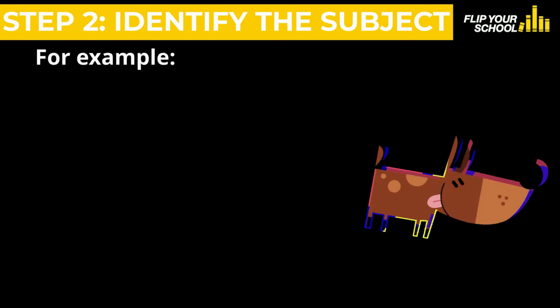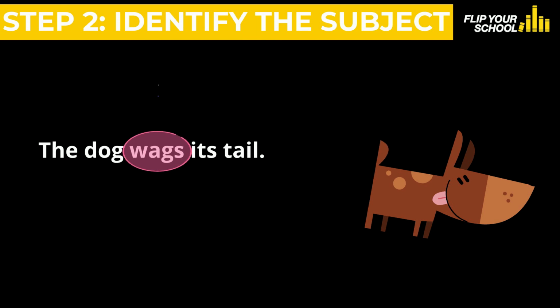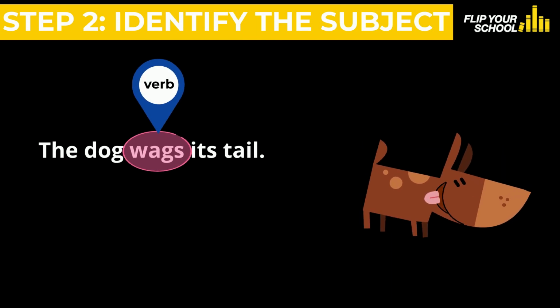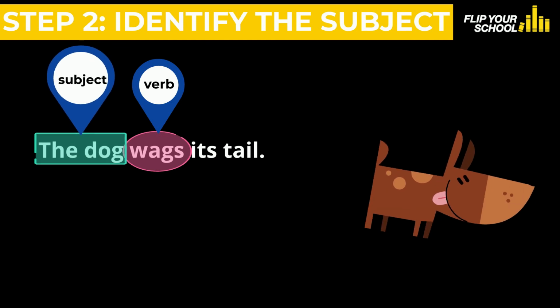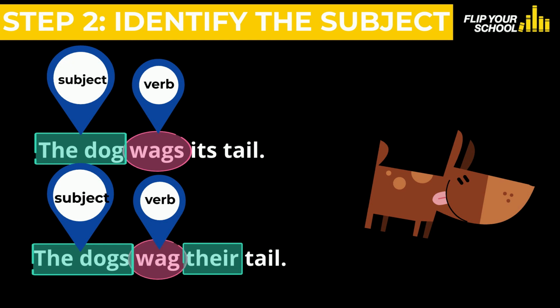In this example, the dog wags its tail. The action is the wagging of the dog's tail. The subject refers to one dog. In comparison, if there is more than one subject, or in this case, more than one dog, the appropriate verb to use is the word wag.